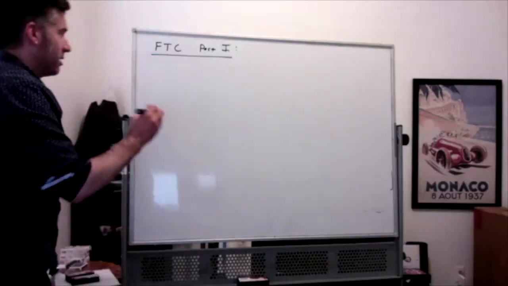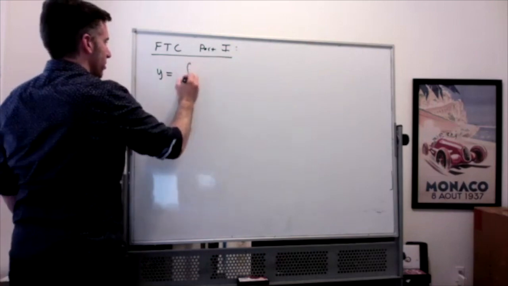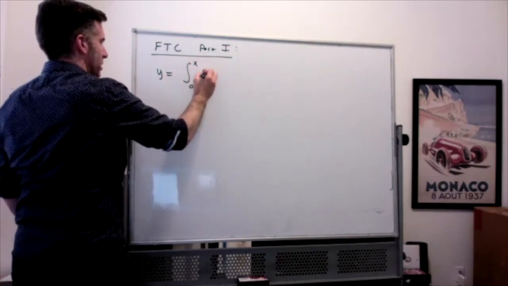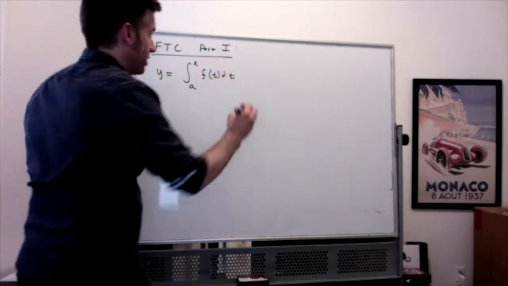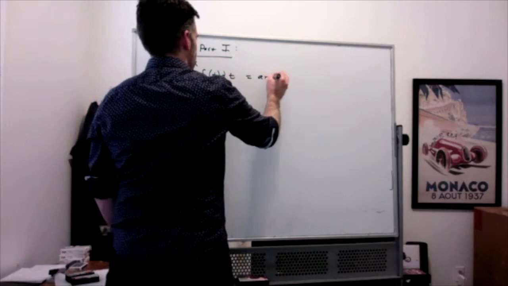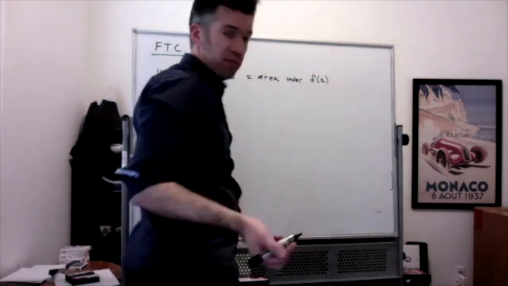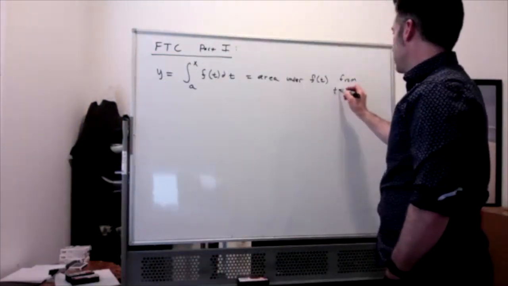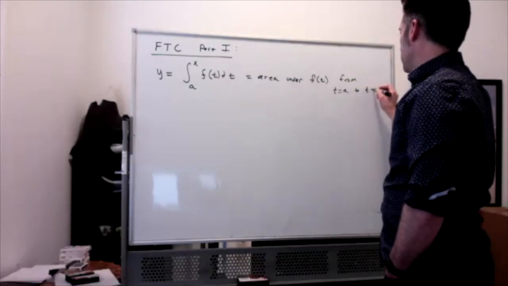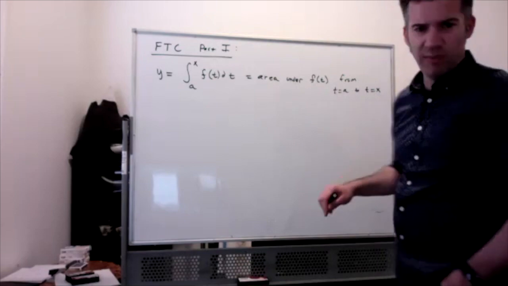So let's say we've got y. I'm going to call y the integral from a to x of f of t. That's going to be the area under the function f of t between a and x, from t equals a to t equals x. Do I have enough room to draw the picture? I might need to draw the picture on the other side of the board here. But let me do that.